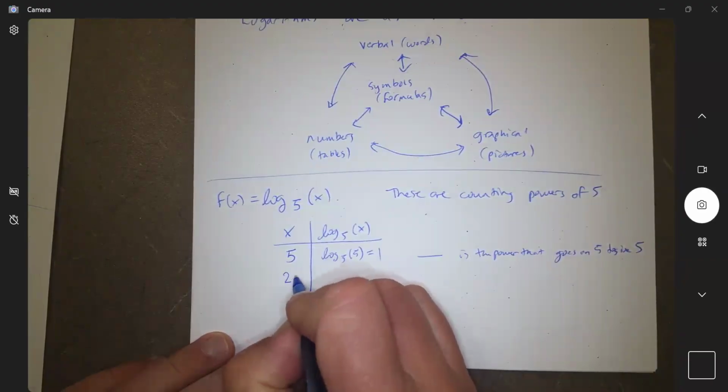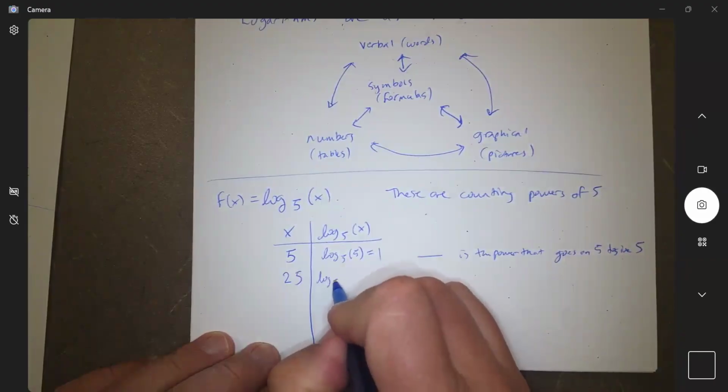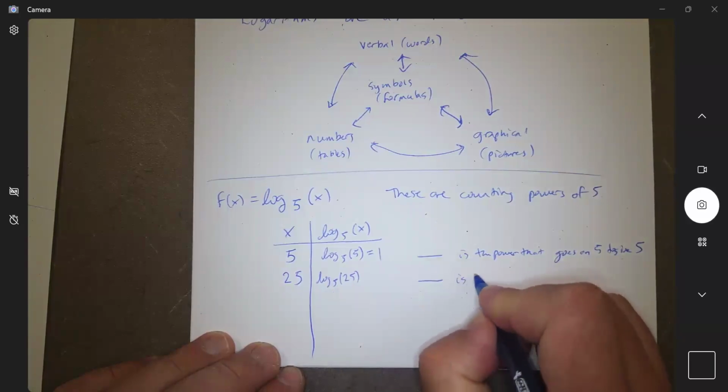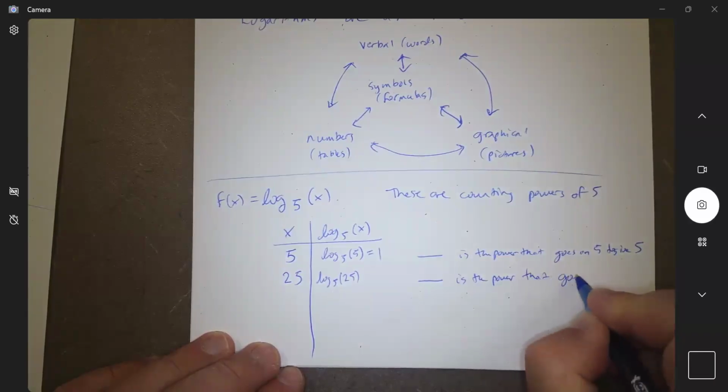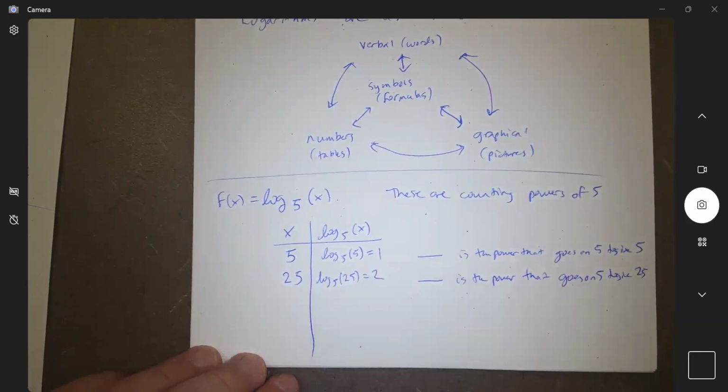Okay, how about 25? You're thinking multiplication, but logarithms aren't multiplication, they're powers. What power goes on 5 to give 25? 2. Blank is the power that goes on 5 to give 25. 2 is the power that goes on 5 to give 25.